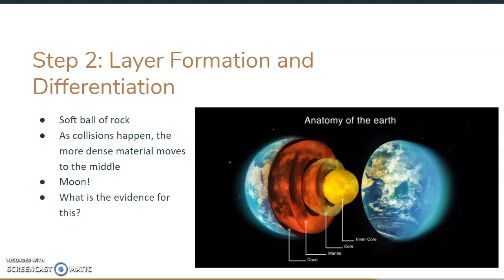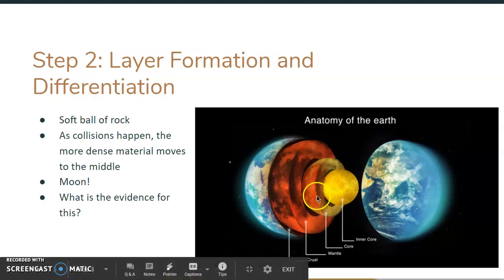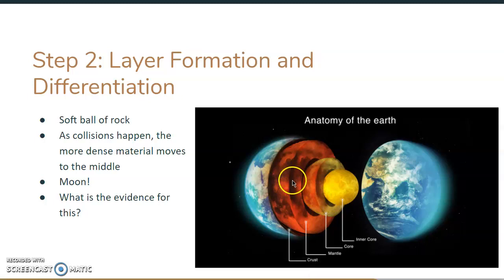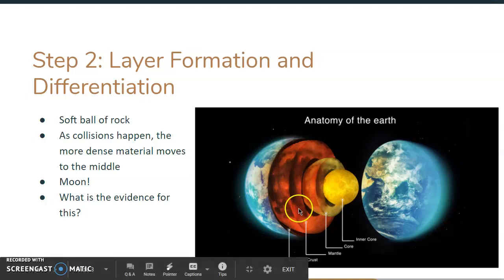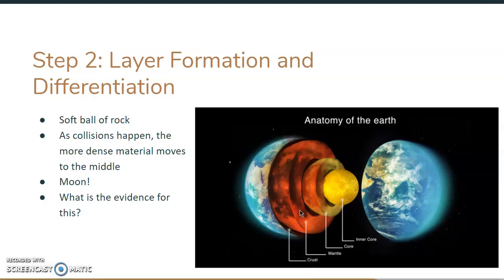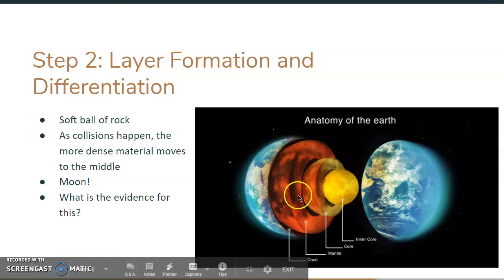And our evidence for this is the layers of the Earth. On the picture to the right, we can see we have our inner core, which is the most dense material. Then we have our outer core, which is a little bit more like magma, but still pretty hard. And then this mantle, which is all magma. It's moving around. It's very thick, but it is still a liquid. And then our outer crust.